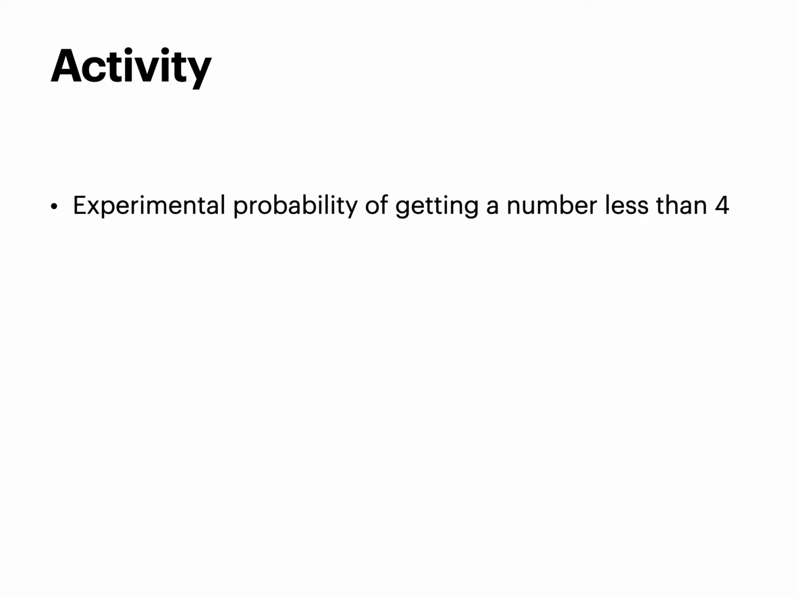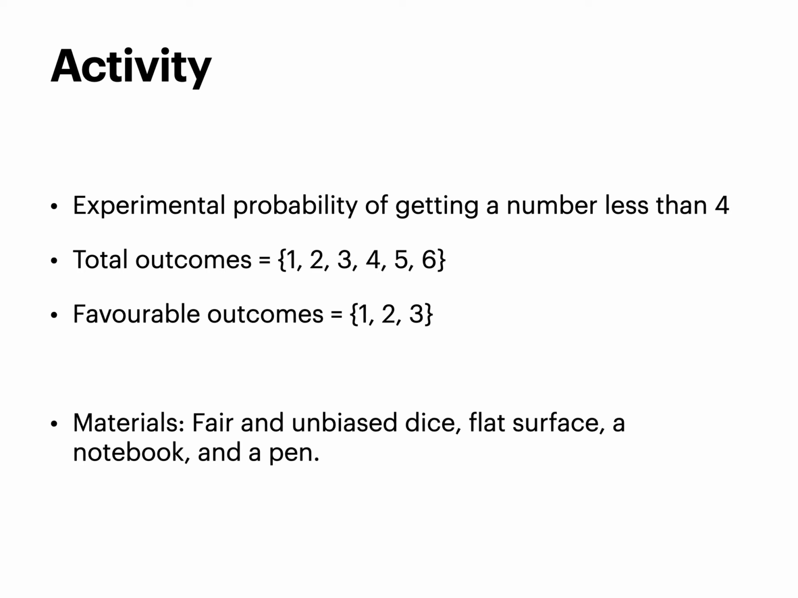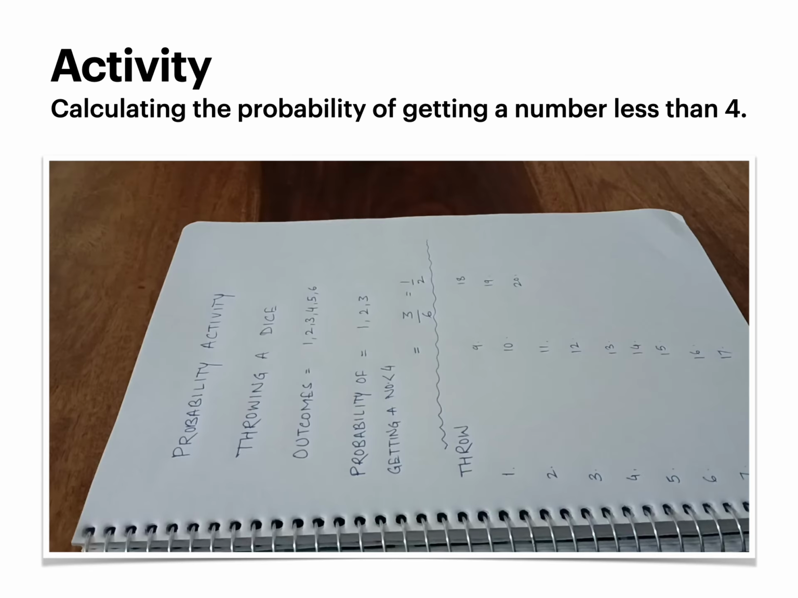Now let's do this activity together. What you will need is a dice, a paper to record the results, and some enthusiasm. We are going to roll the dice 20 times and measure the probability of getting a number less than 4.